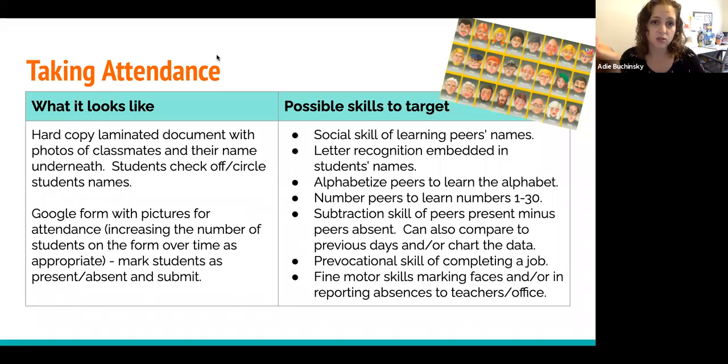This is a great opportunity to complete a job, so working on pre-vocational skills, and a lot of fine motor skills embedded in whatever marking technique or clicking technique is being utilized to submit attendance.